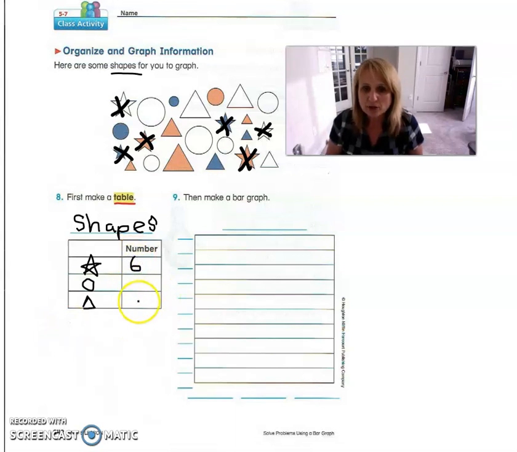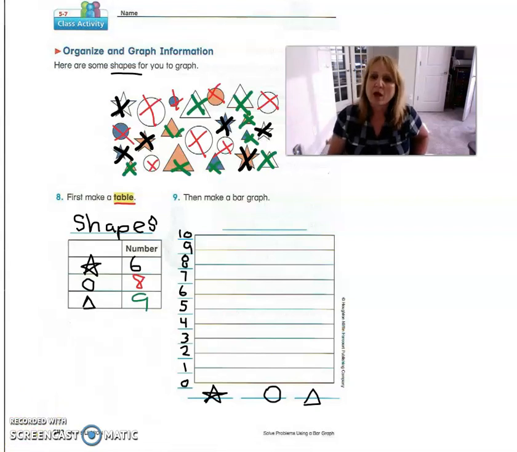Now, I want you to pause the video and count all the circles and write how many there are, and then count all the triangles and write how many there are. Okay, so pause it while you do that and then come right back to check it. Okay, are you back? All right, I counted 8 circles and 9 triangles. Is that what you got too? I think I got them all.